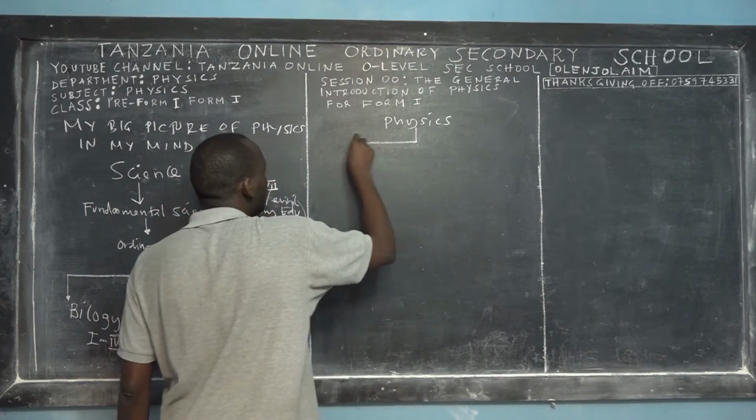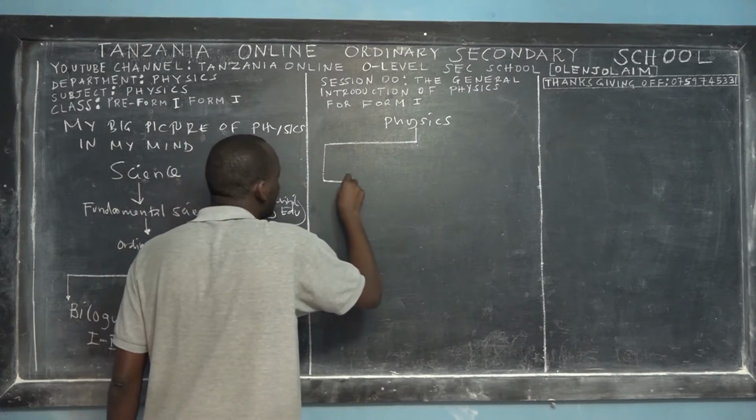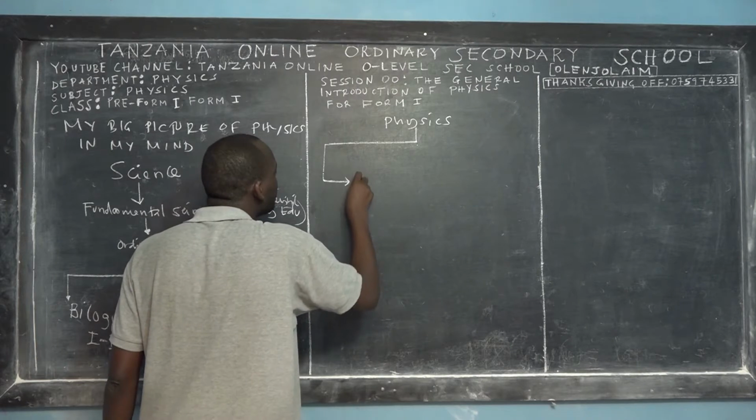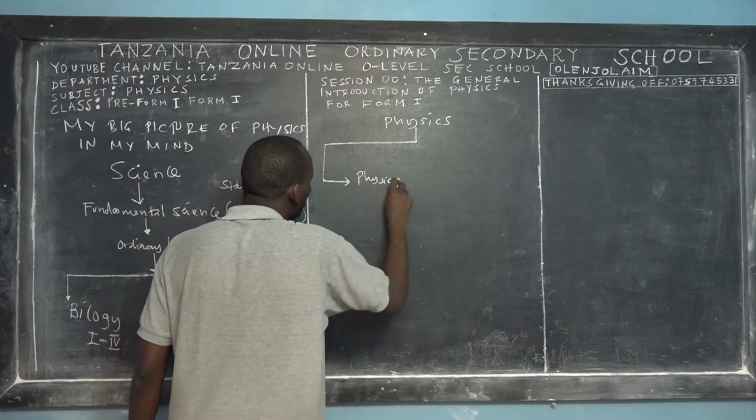Suppose that this is your beginning point. So you'll have physics for Form 1. This is the point where you are.